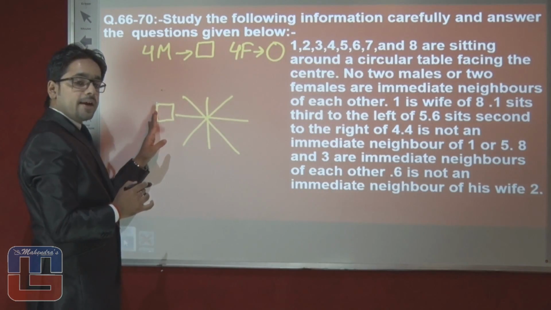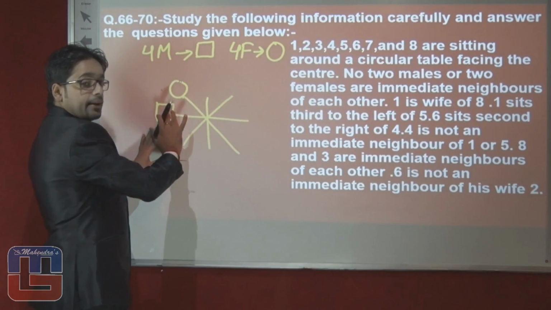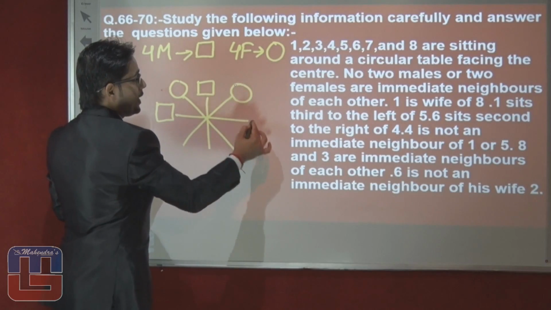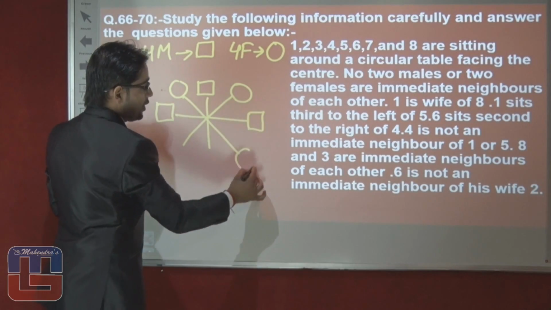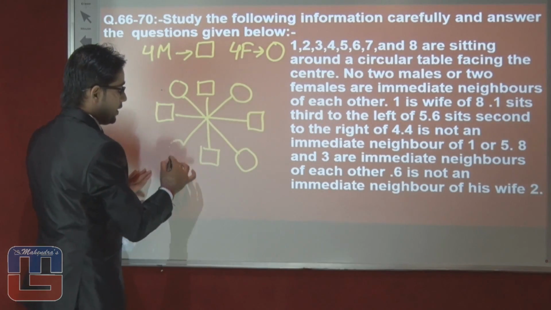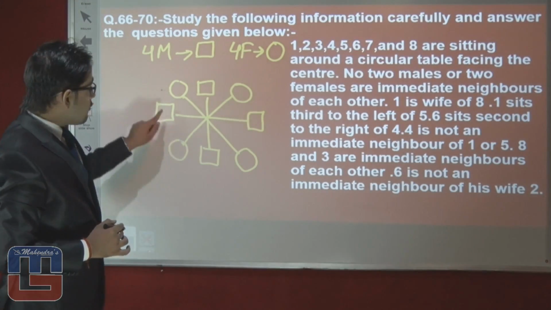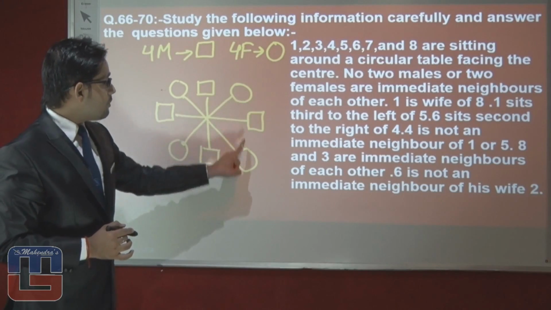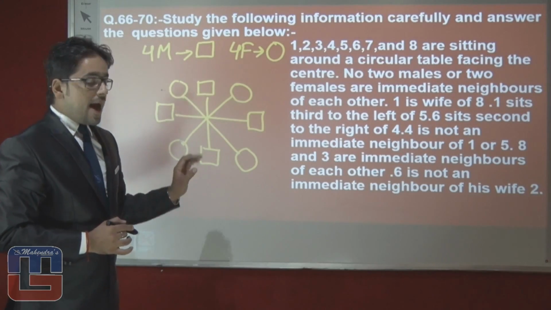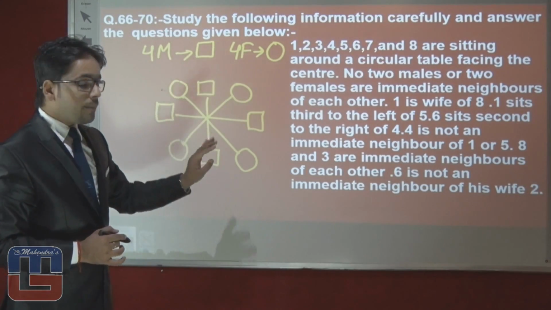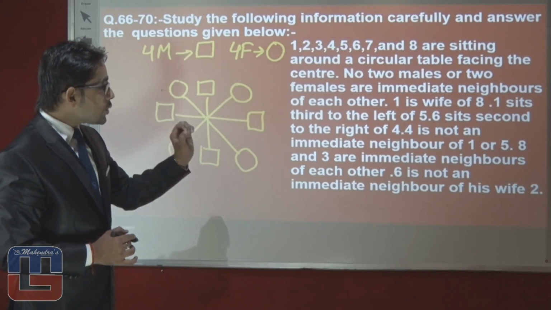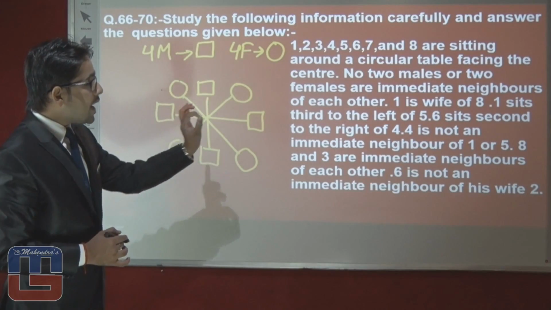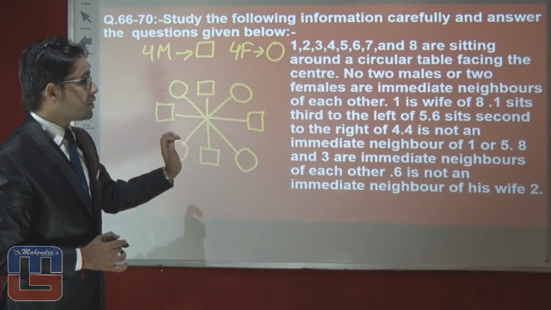If a male member is sitting here, then the immediate neighbor of the male is female, then the next male, then female, then again male, female, male, female. Now you can see that 4 male members and 4 female members exist in your circle. After making this diagram, it is very easy to put each and every member in it. Let's have a look at how you can solve this question.